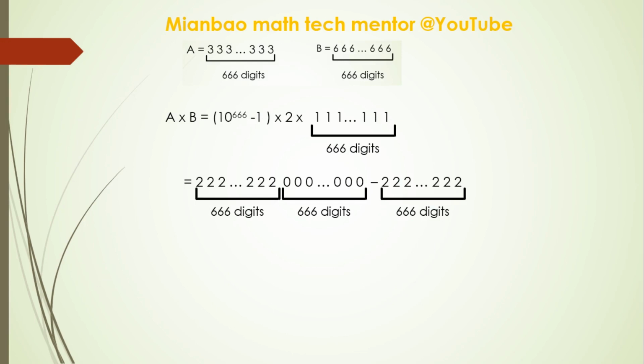Then, A times B equals 2, 2, 2, and so on, 2, 2, 2, 0, 0, 0, and so on, 0, 0, 0, minus 2, 2, 2, and so on, 2, 2, 2, where there are 666 digits of number 2, and 666 digits of number 0.